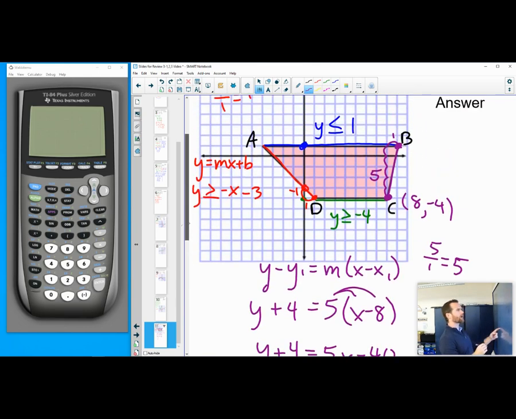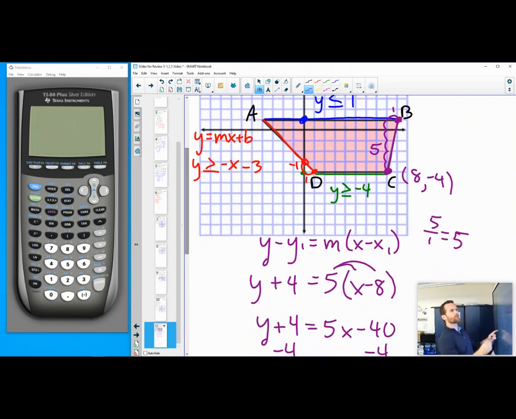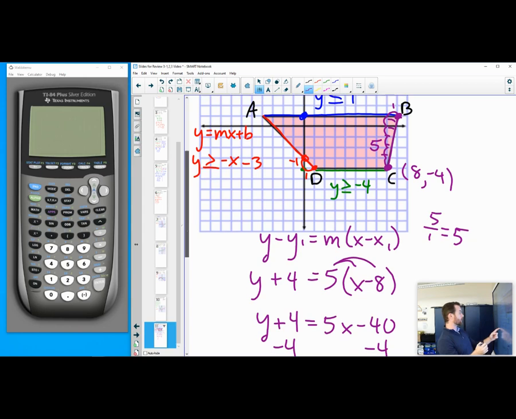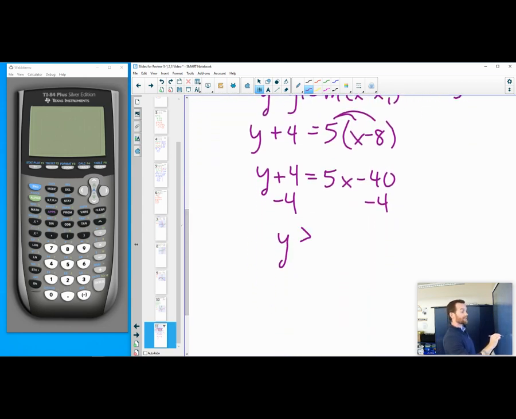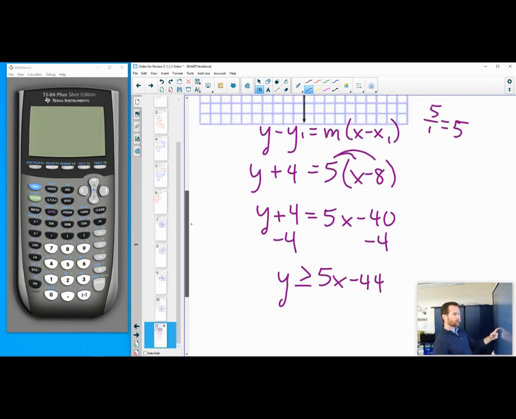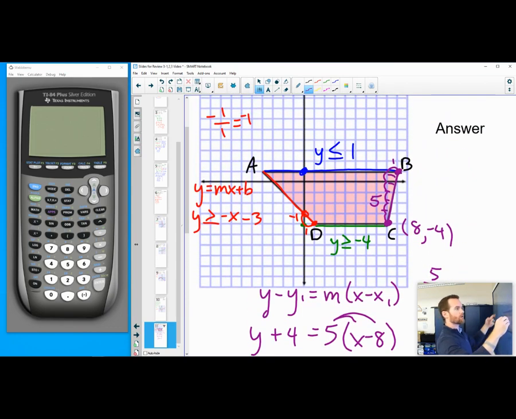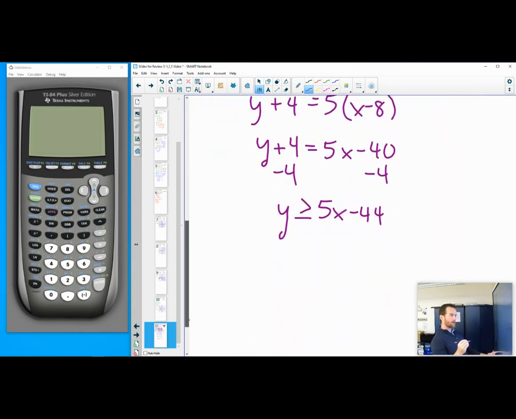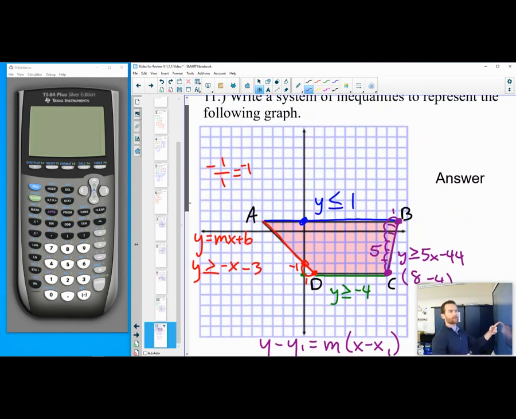Let's do our inequality now because y is by itself finally. For this, it's shaded above that. So that's going to be a greater than or equal to since it's a solid line. And the right side is 5x minus 44. So let's rewrite that up here so we can check our answer. So it's y is greater than or equal to, what was it, 5x minus 44. Let me double check that one more time. I'm not sure if I remembered it perfectly. 5x minus 44. Yep, 5x minus 44.